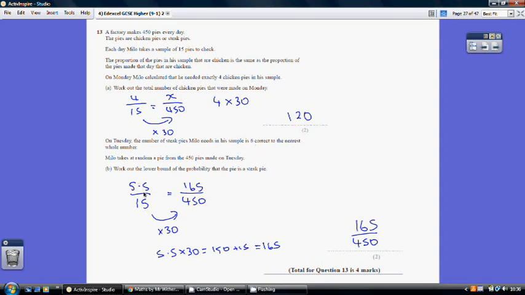Again, following this proportion through to the population where we're choosing out of 450, we're multiplying by 30. 5.5 times 30 is 165. I've done that by doing 5 lots of 30, which is 150, then half a lot of 30, which is 15. 150 add 15 is 165. So the lower bound of the probability that the pie is a steak pie is 165 out of 450.